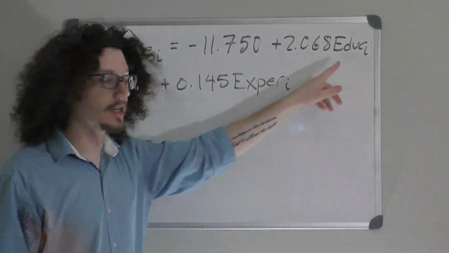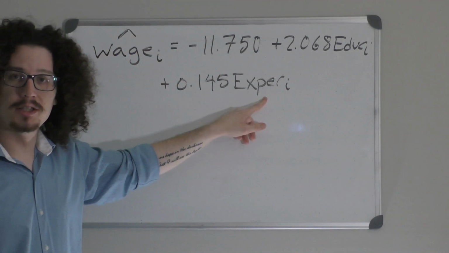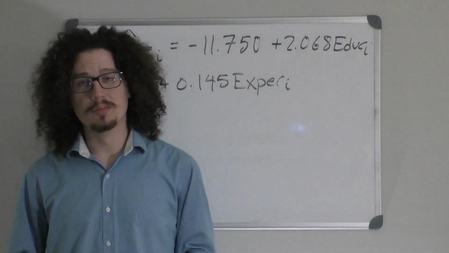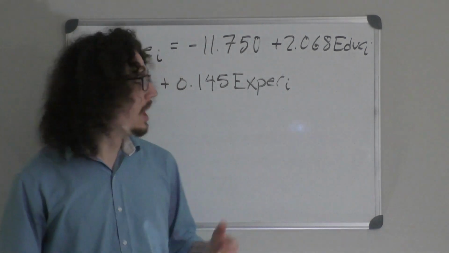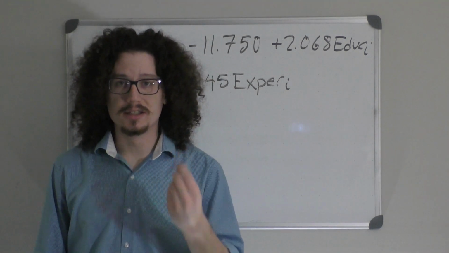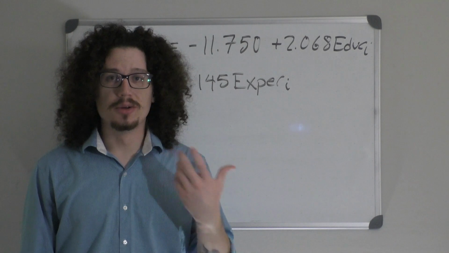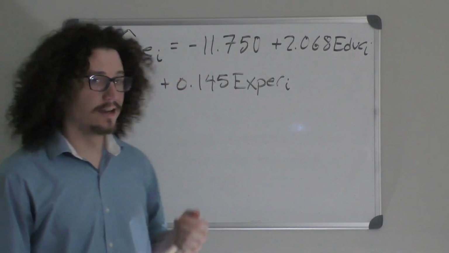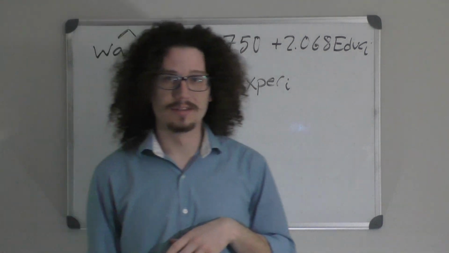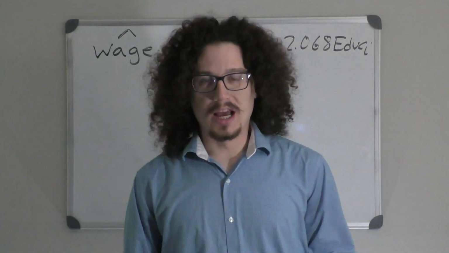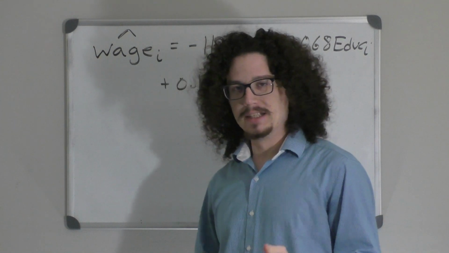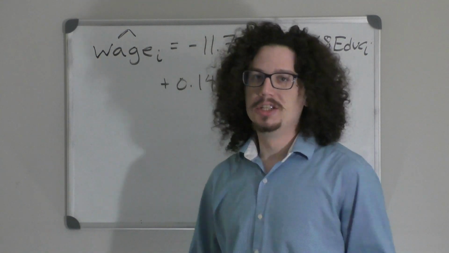All right, so 0 for education would mean 0 years of education. For experience, it would be 0 years of experience. So our interpretation could be something along these lines. I would expect an individual with 0 years of education and 0 years of experience to have a wage of negative $11.75, right? So $11.75.